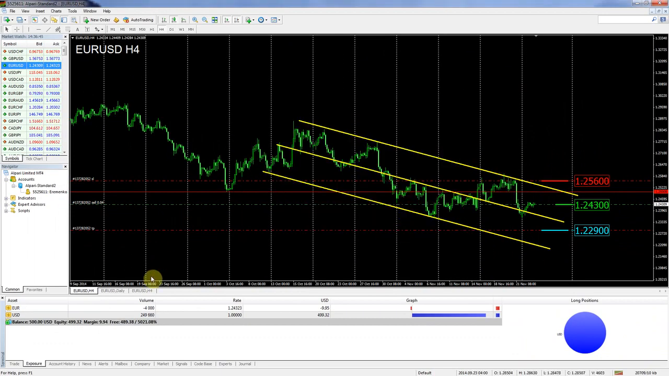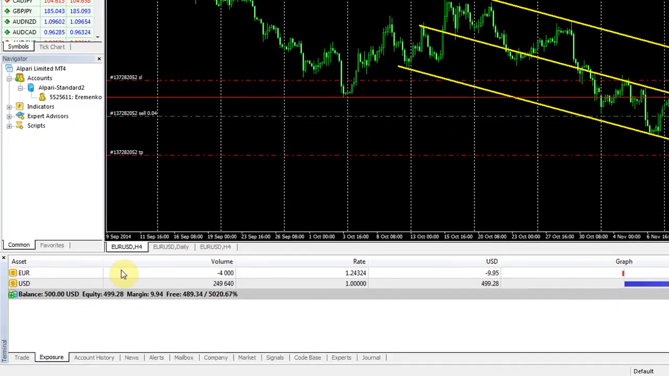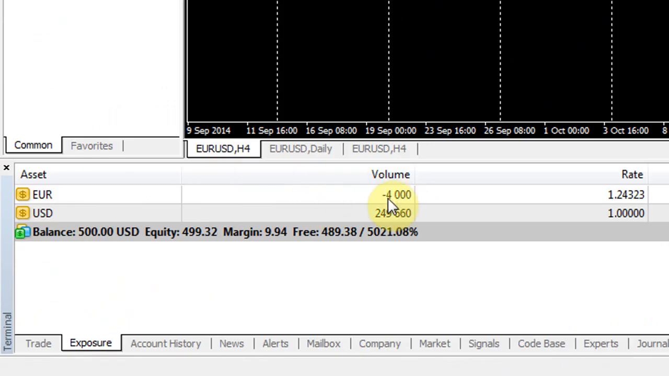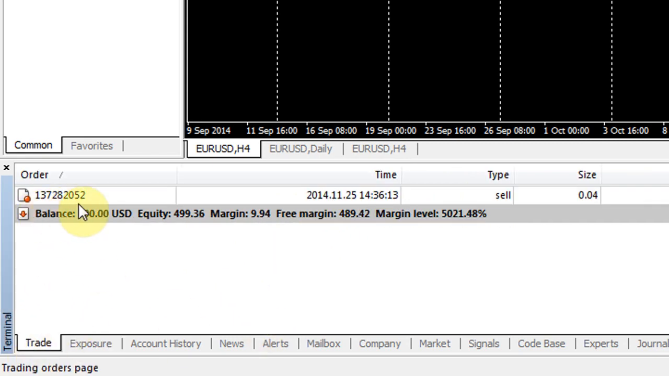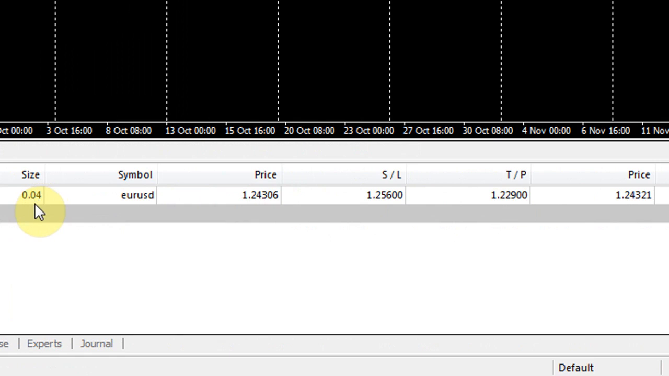As you can see, we've got new exposure to the euro here. It is negative because we conducted a sell order. Here we've got some information on the margin and what's going on with the equity. Now if we move to the trade tab, you'll see your order here. So that's the ticket number of our order. That's the time when it was open. That's the type of order. It's a sell order. Size, the volume in lots, 0.04. Symbol is euro dollar. The price is that, the price at which the order was open. Stop loss, take profit as specified.